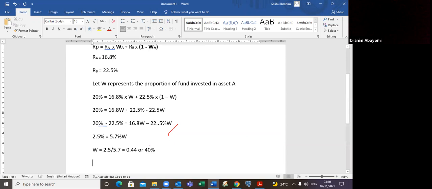So if 40% of my money should be spent on A, what percentage should be spent on B? So that's the weight of B. And that is given as 1 minus weight of A.